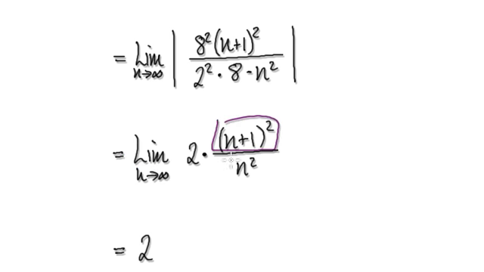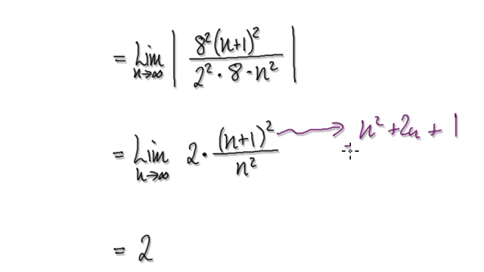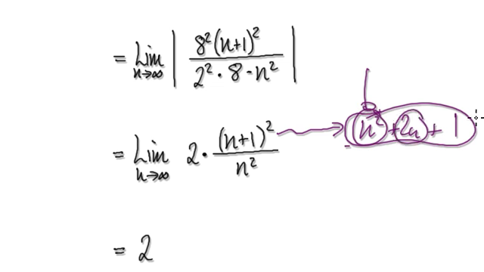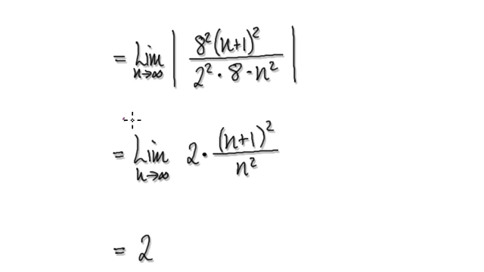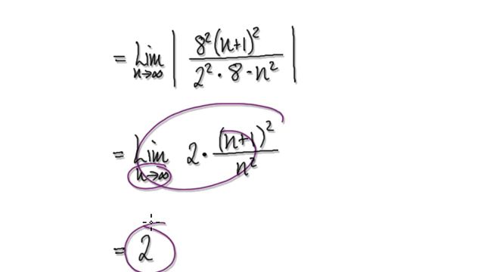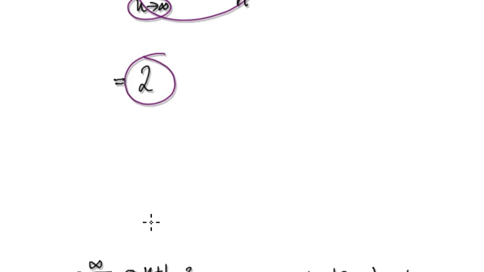As n heads towards infinity, you just need to extract the highest power. The highest power here is really n squared. If you really want to, you can multiply it out: n squared plus 2n plus 1. As n heads towards infinity, this thing here is going to dominate over this and this, so you can forget about these two and just look at 2n. So when you get to this stage, as n heads to infinity, the whole thing will head towards 2.